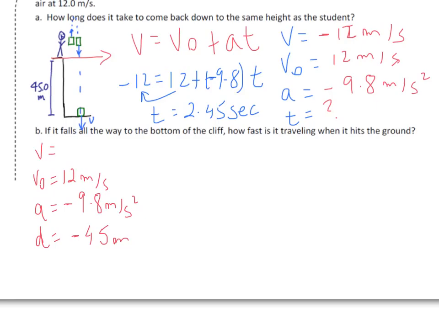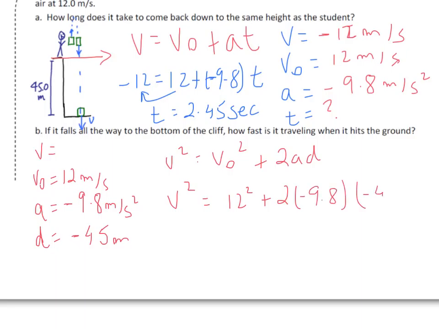Alright, so we're going to use the equation V squared equals V0 squared plus 2ad. Then V squared equals 12 squared plus 2 times negative 9.8 times negative 45. So V equals the square root of all that. So V is going to be 32 meters per second. And that's the final answer.